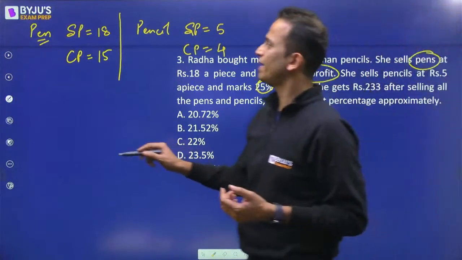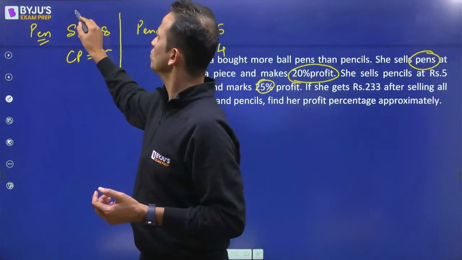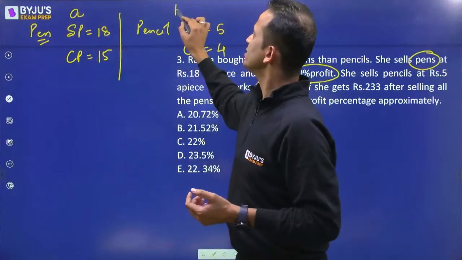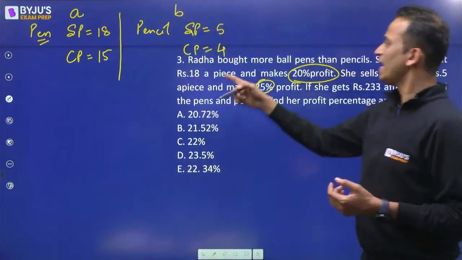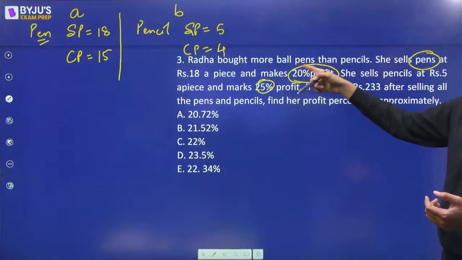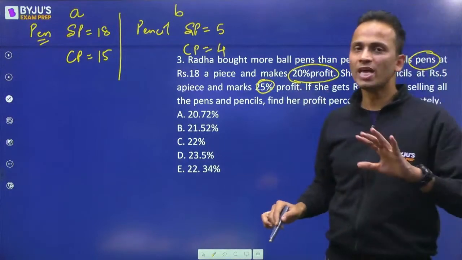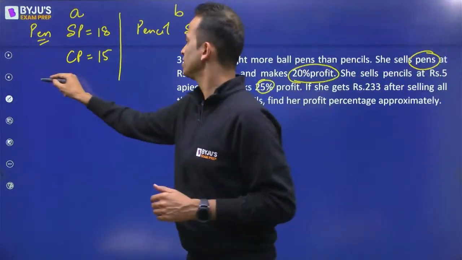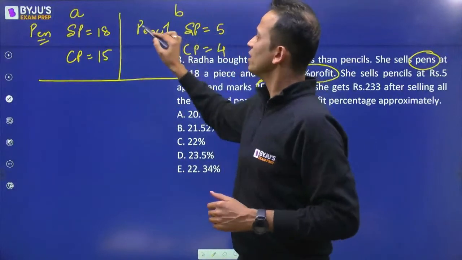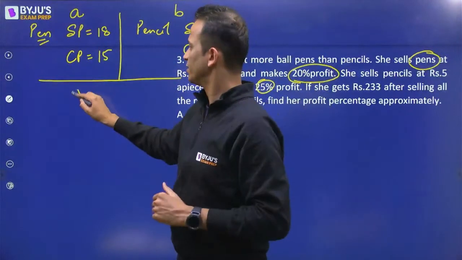Let's say the number of pens is equal to A and the number of pencils is equal to B. They have clearly given that there are more pens than pencils. So A is greater than B, right? So A is given greater than B. यहाँ लिख देते हैं.